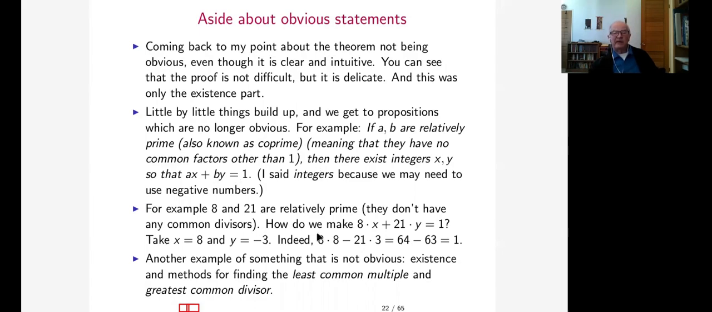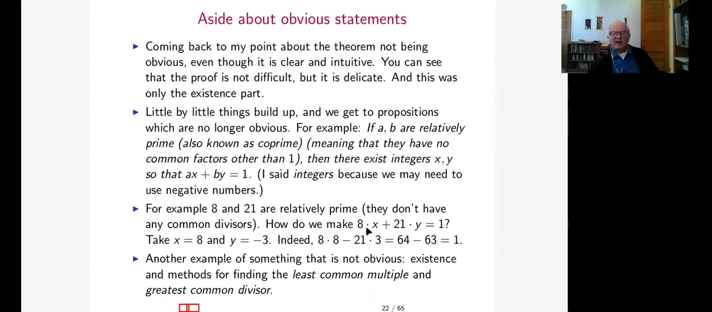I just wanted to give an example of how things build up. And so here, I just give an example for what I told before. 8 and 21 are relatively prime, meaning that they don't have any common divisors. 8 is 2 times 2 times 2, and 21 is 3 times 7, so nothing in common except 1.